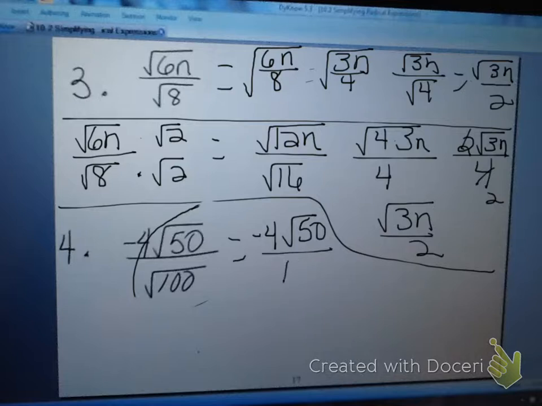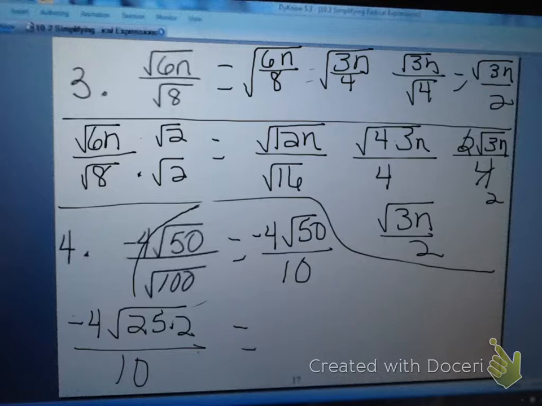Am I done? No. Square root of 50, I can break that down to 25 times 2. Square root of 25 is 5, and 5 times -4 is -20, square root of 2 over 10. And then I can reduce that to 2. So my final answer is -2 square root of 2.